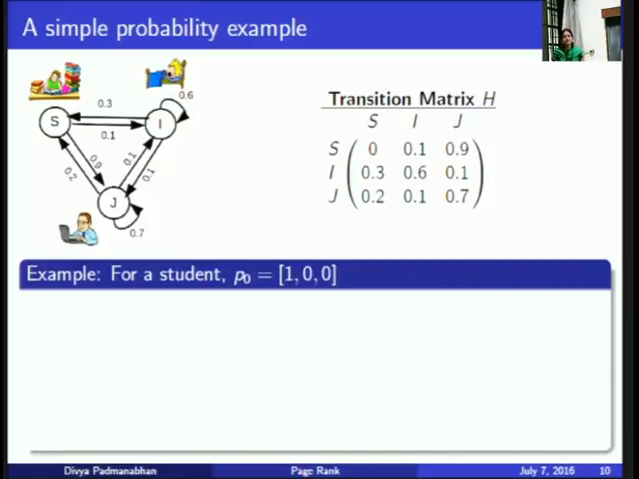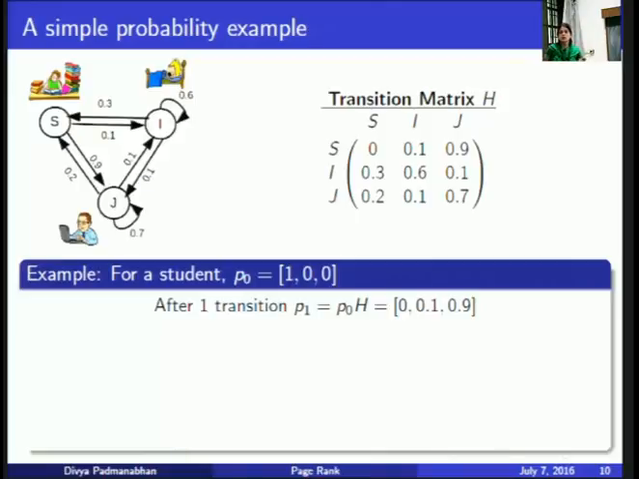So, for a student, he starts off with 1, 0, 0. Now, after the system acts on him, this matrix H is going to act on him. After one time step, this is his new probability vector. Let's say maybe after 2 years of study, or 2 years of ME here. That time you are seeing what is the effect.